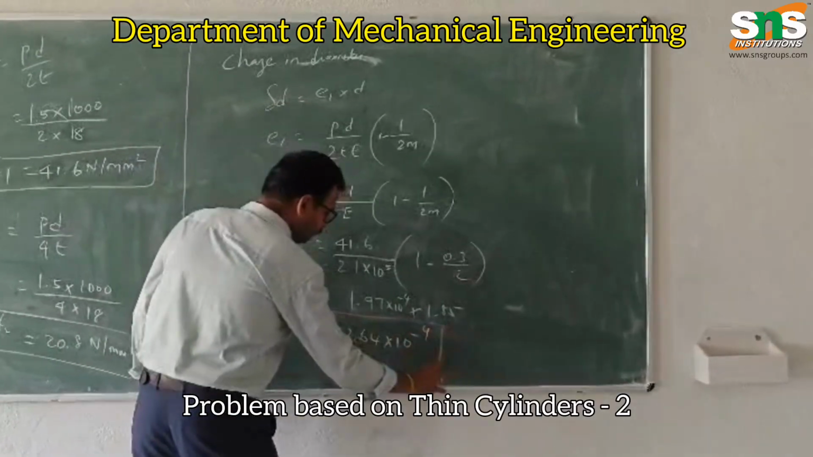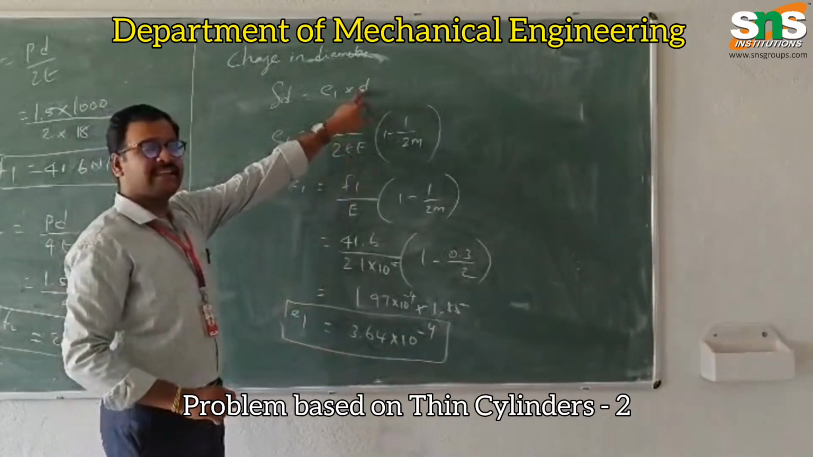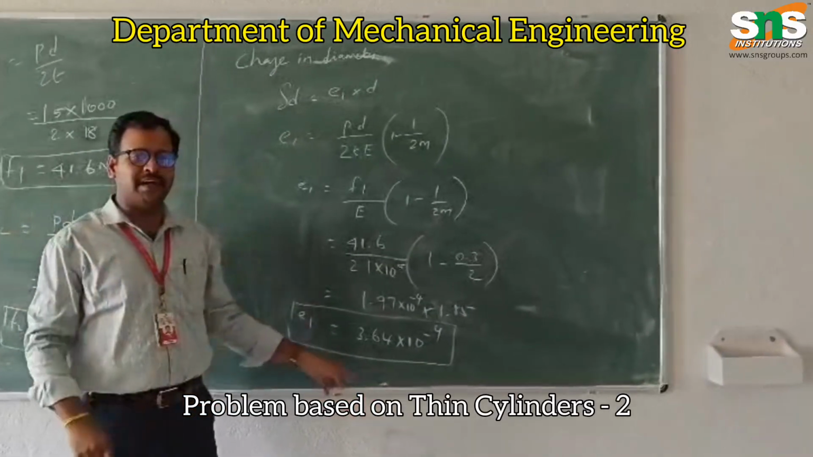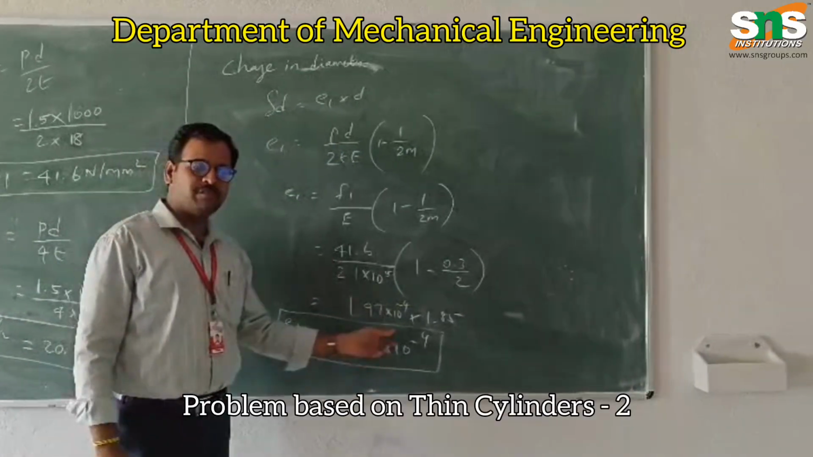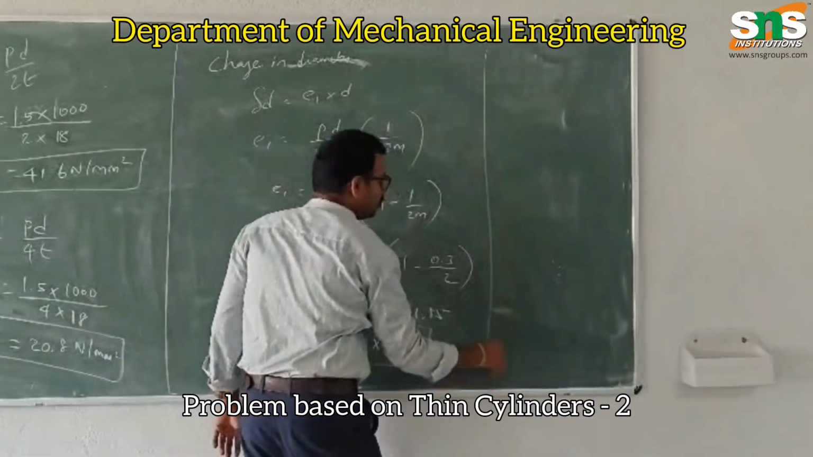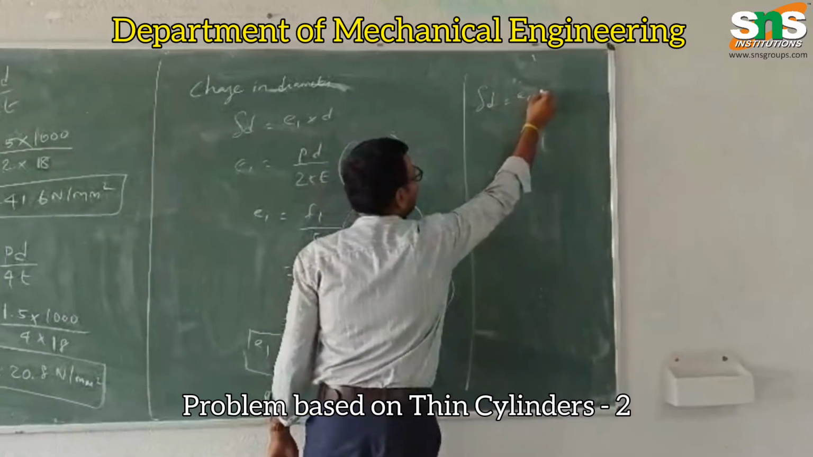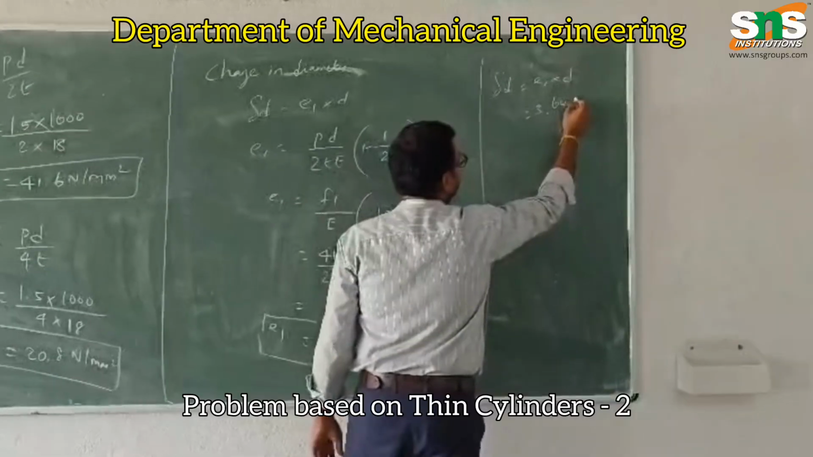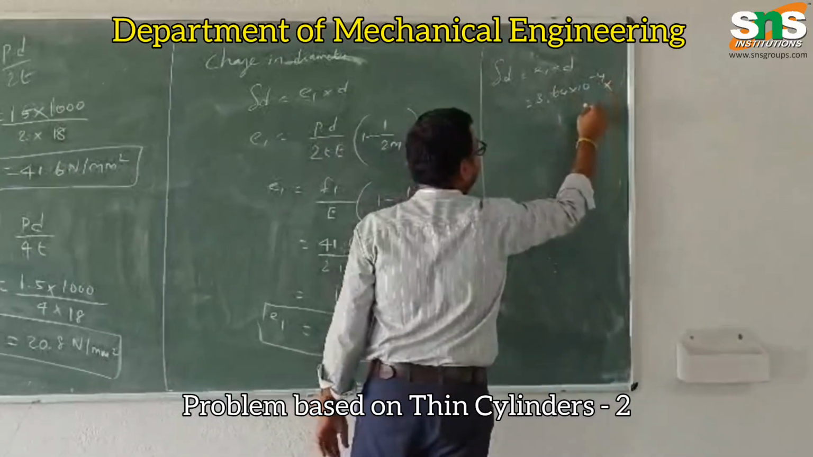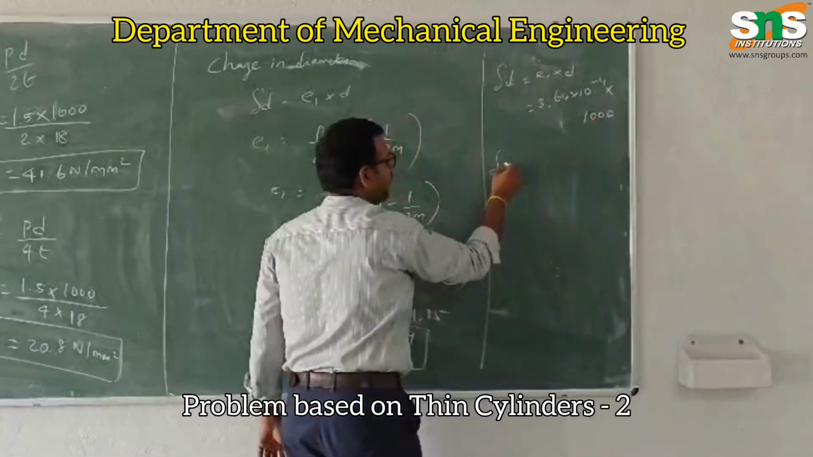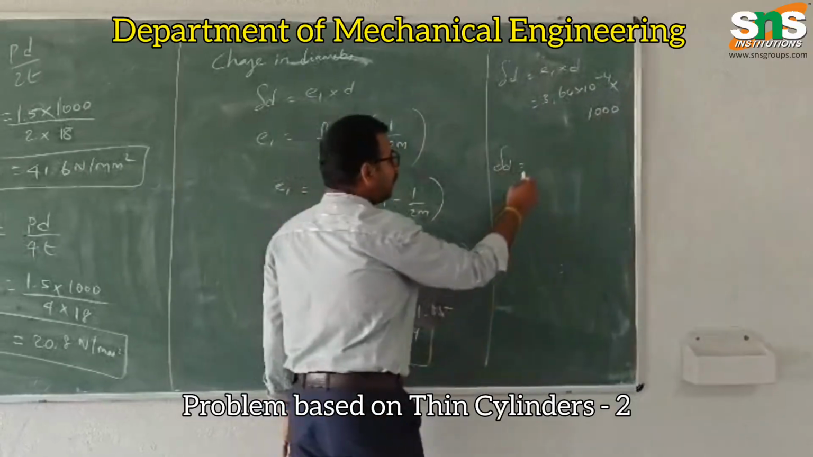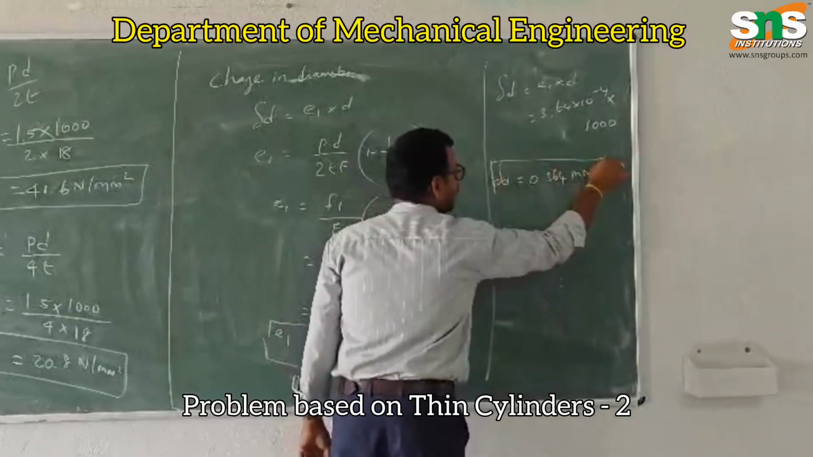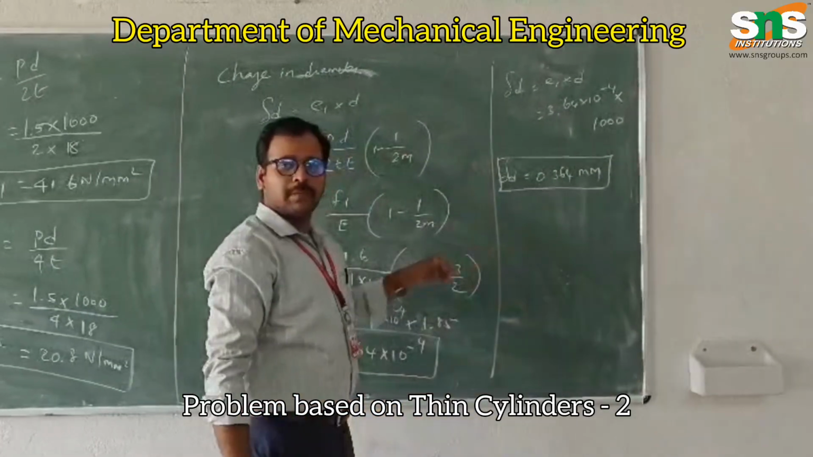Am I right? Next we want to add the diameter. The diameter value we know is 1 meter, that can be converted into millimeter, 1000. So you just multiply with this parameter. So change in diameter becomes e1 into D, which is 3.64 into 10 to the power of minus 4 into 1000. So what is the delta D? 0.364 mm. Clear? Please make note of it.